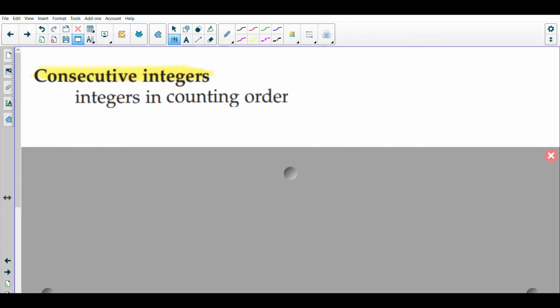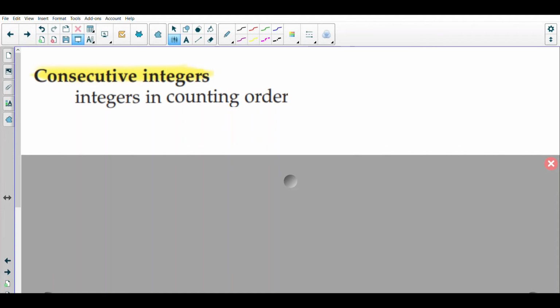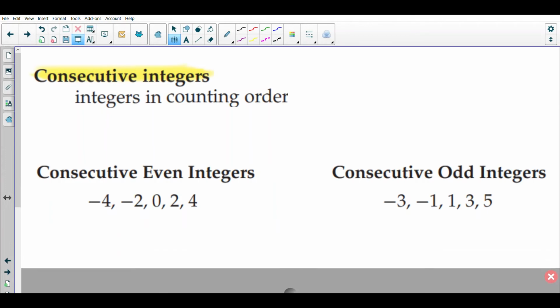Okay, so next, the last thing we're going to talk about is consecutive integers. And this is just to help us translate. Integers in counting order, so 1, 2, 3, 4. Numbers in order is essentially what it's saying. Then, here's some more. Consecutive even integers are -4, -2, 0, 2, 4, 6, 8, 10, and so on. And then the consecutive odd integers: -3, -1, 1, 3, 5.